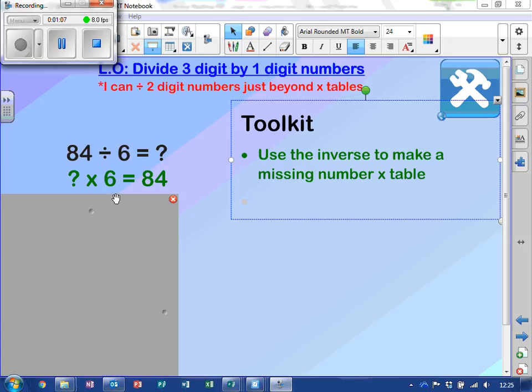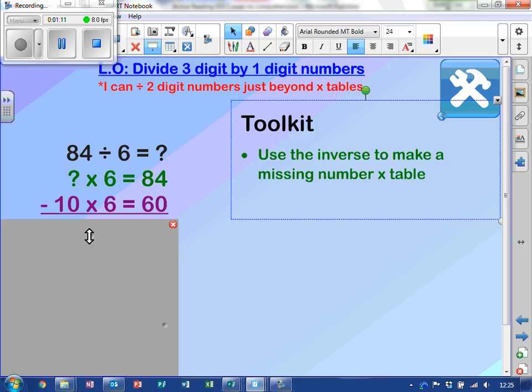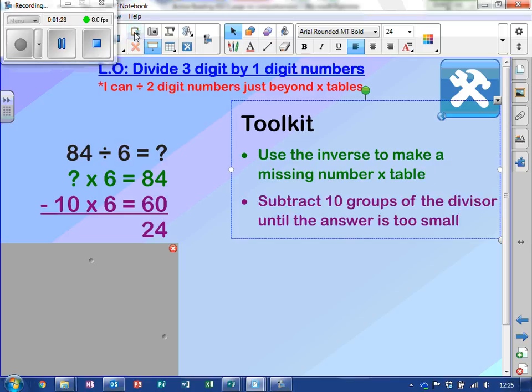And I know that 10 times 6 is 60. So if I take away 10 lots of 6 from 84, so 60 from 84, that leaves me with 24. So I've taken away 10 lots of the divisor, and that gives me 24. I can't take away another 10 lots, the number is too small, it's below 60.